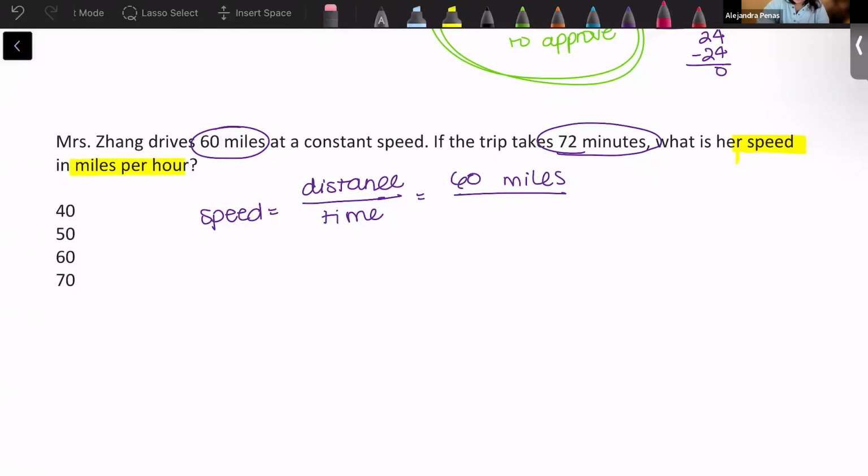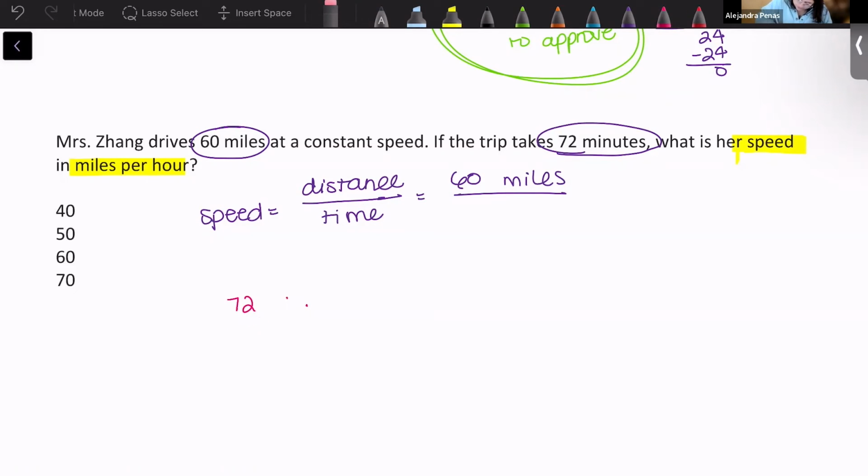So I'm going to take those 72 minutes, and I need to get them to become hours. So if I'm going from a small unit to a big unit, we're going to divide. We're going to divide by 60 because there are 60 minutes in 1 hour. So we're going to divide this by 60. And let's see what that's going to give us. That's going to give us a decimal.